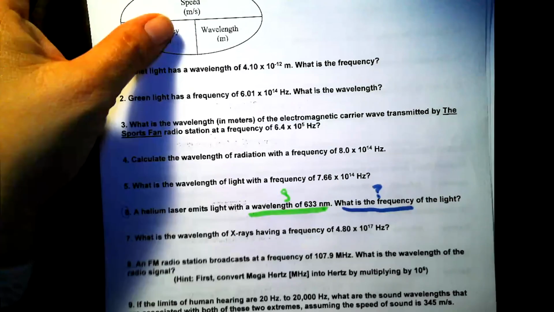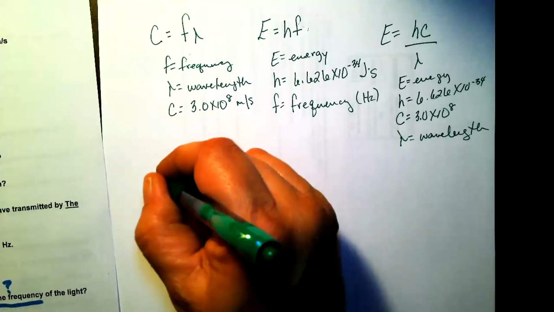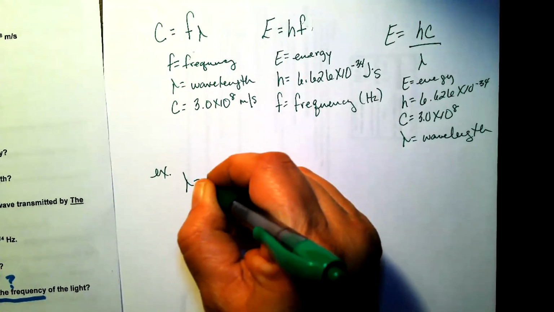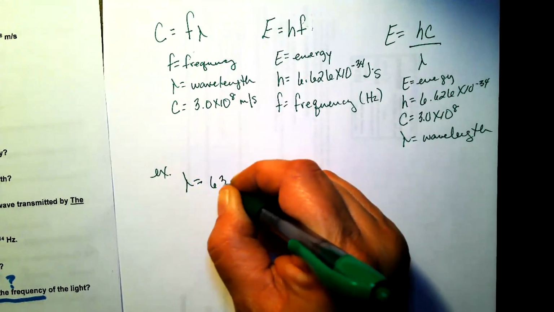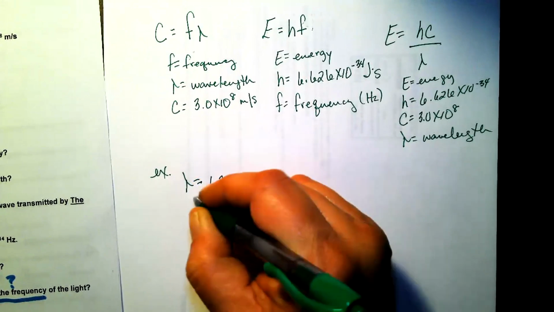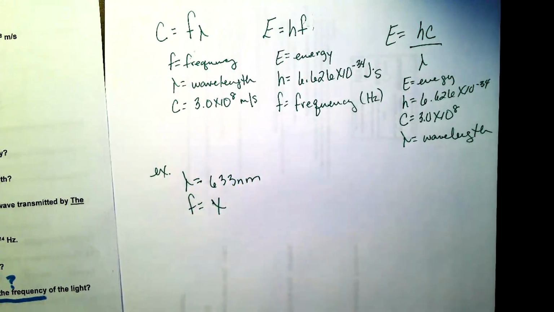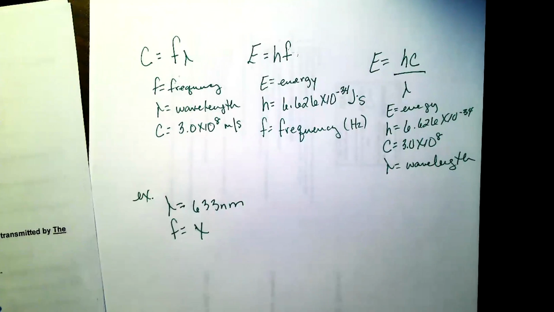So we know that lambda is equal to 633 nanometers, and we need to find frequency. This is our X. So looking at our formula, what we're looking for is a formula that uses both wavelength and frequency in the problem.